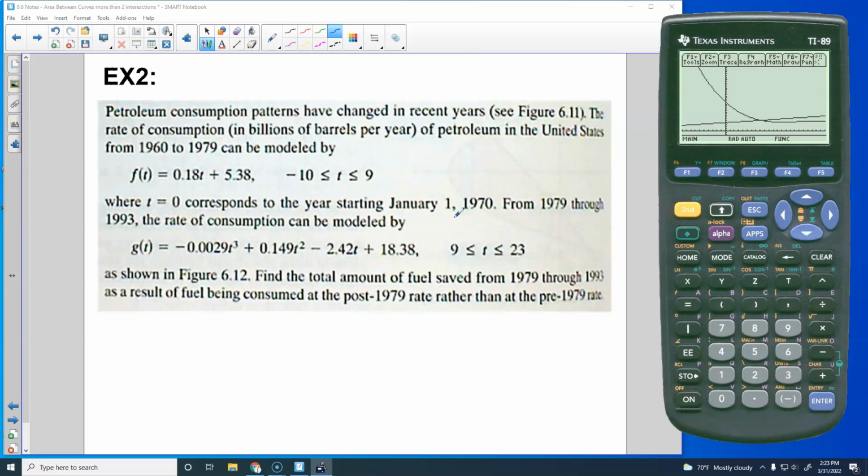You typed one of yours in wrong. You need something to the third power. You might just have an x squared. Did you put your x's in? Did you use x instead of t? Don't put t's.